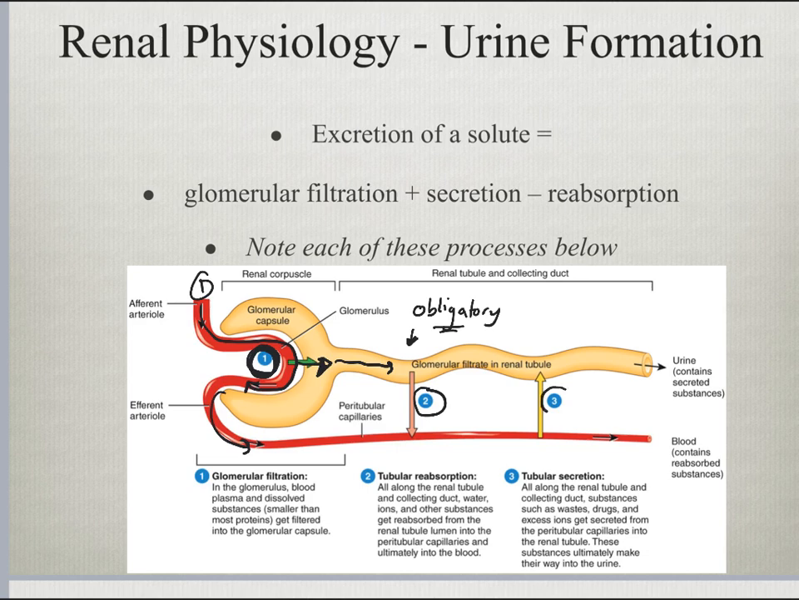The third process we see is right here. So notice in step 2, we are going into the blood capillary. Step 3, we are secreting from the capillary and putting it back into the renal tubule. So we say what's being pushed out of this blood vessel and sucked back into the renal tubule? Well, along the renal tubule and that collecting duct, we're going to see waste products, drugs, and any excess ions that get secreted from the peritubular capillaries, put back in, secreted back into the renal tubule. Ultimately, these substances are going to make their way into our urine and we're going to excrete them.